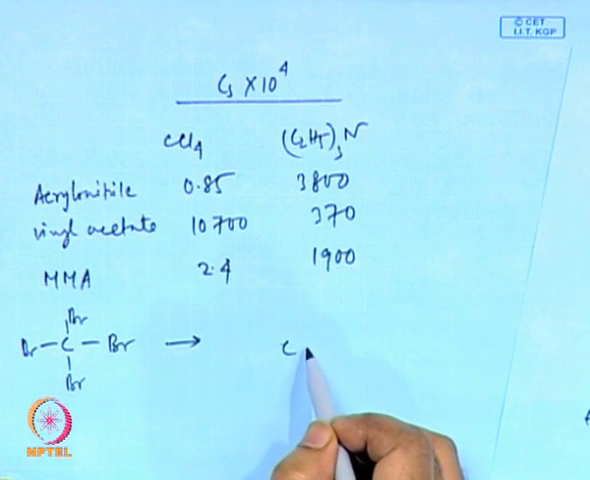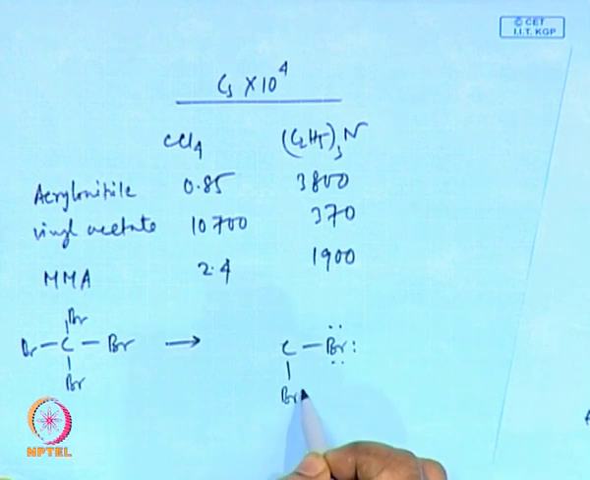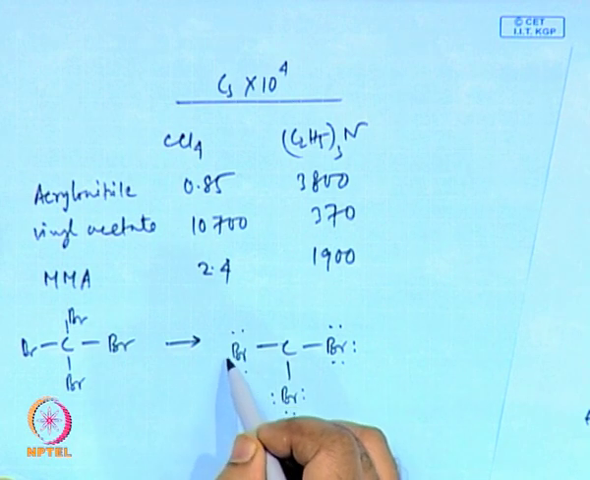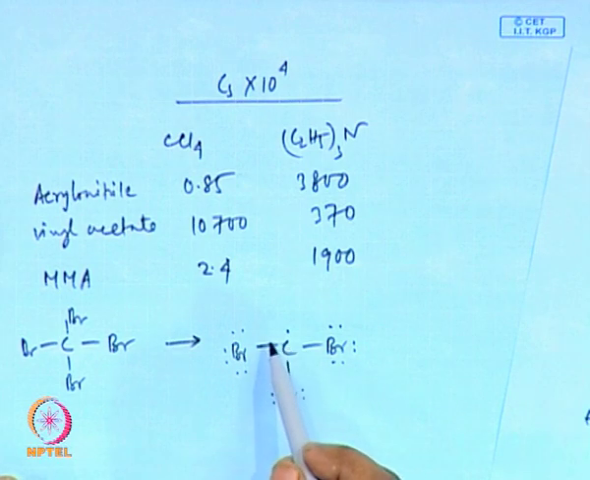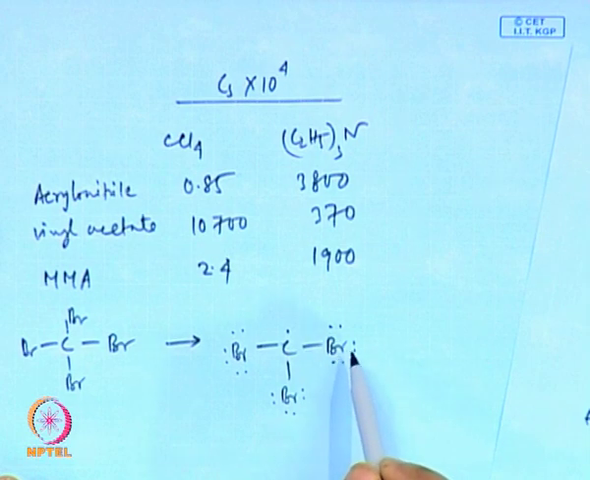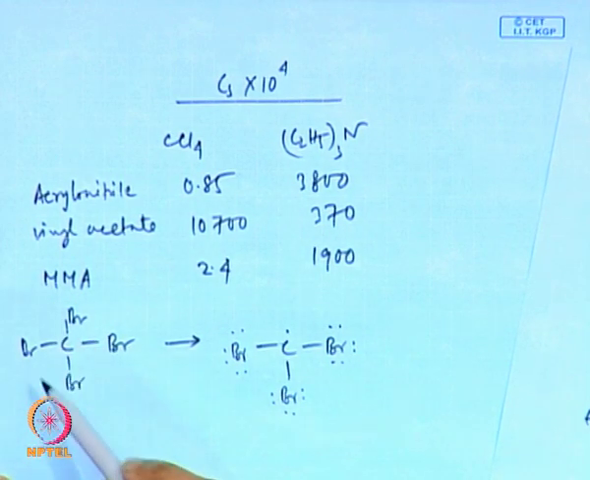on participating in transfer reaction, it produces this radical. Now, this can be easily stabilized by all these bromine atoms, which can participate in the resonance structure. So, that is the reason that this type of solvent, carbon tetrachloride and especially carbon tetrabromide, participates in the chain transfer reaction to a very high extent.